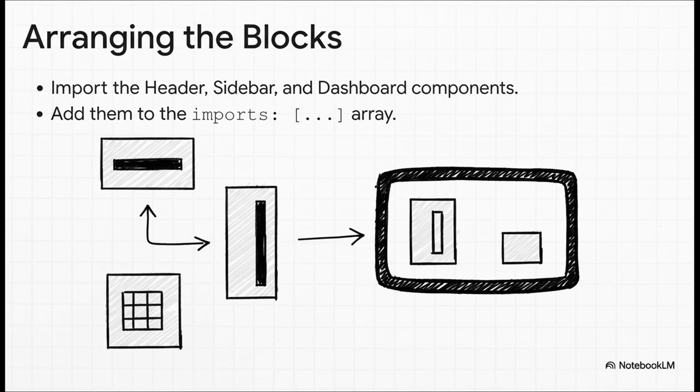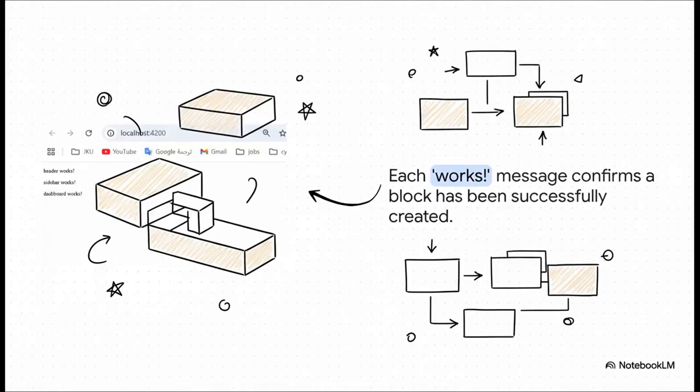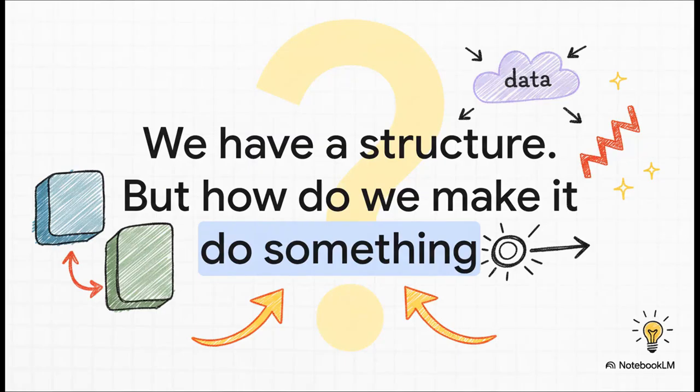In your main application's code, you just make a list of every component you want to use. It's kind of like taking inventory. You just import the header, the sidebar, the dashboard, and that's it. You've officially told your app which Lego blocks are on the table and ready to be used. And once we've placed our new components into the main template, this is what we get. Each one of those "works" messages is basically a little confirmation flag. It's a sign that one of our Lego blocks has been successfully created and snapped into place. And just like that, we have our basic structure. How cool is that? Okay, this is awesome progress.